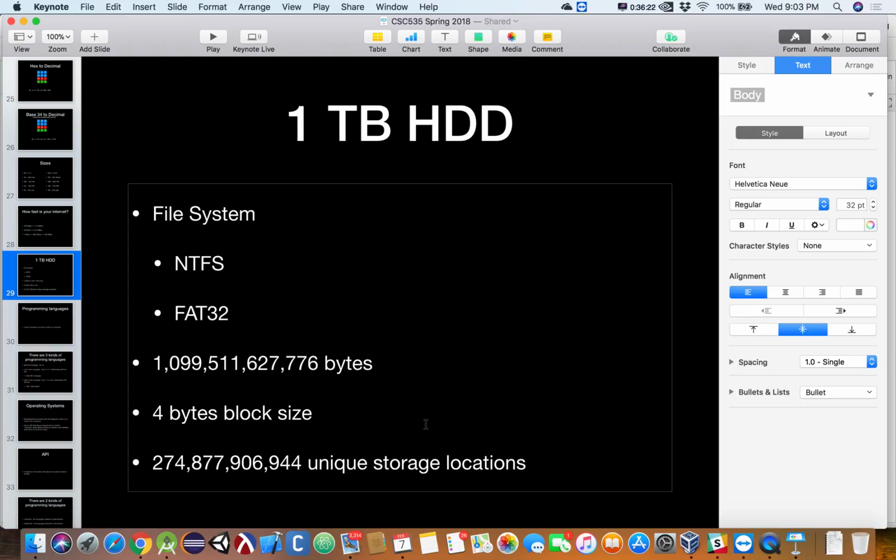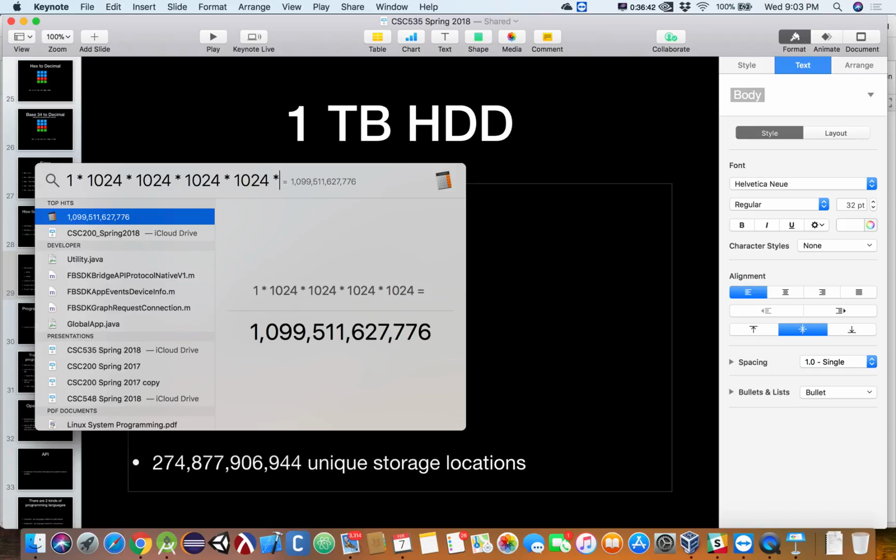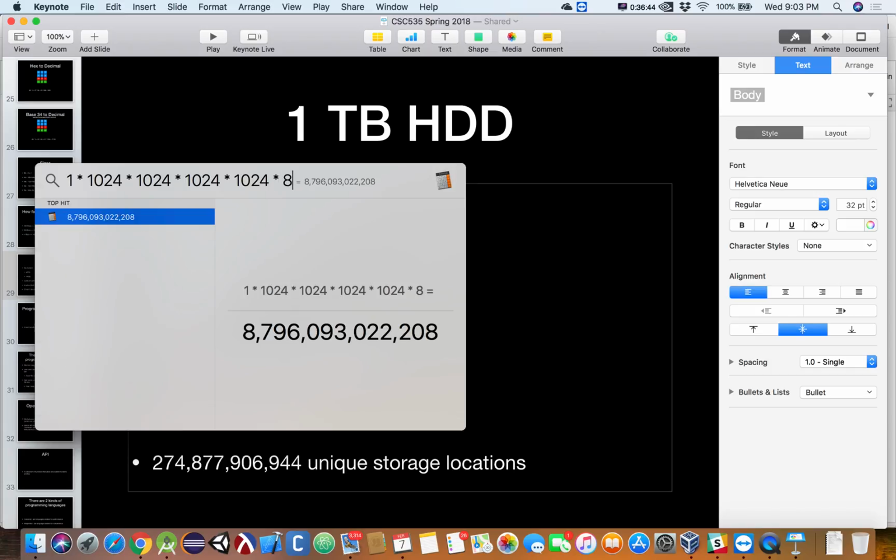Yet, if we have blocks, you might say, well, why shouldn't blocks be 1 byte in size? Heck, if you want to be completely unwasteful, we could say a block is 1 bit in size. So how many bits are in a 1 terabyte hard drive? That's the number of bytes. That's the number of bits.